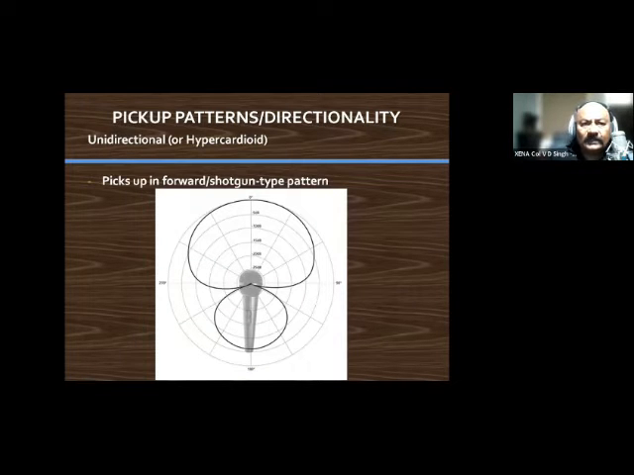Then you have got unidirectional or hypercardioid. It picks up forward, like shotgun type of microphones, which you find these TV journalists holding in their hands. Long microphones, and so generally most of the sound is caught by the front side and very little sound from behind. You see this kind of mic every day.